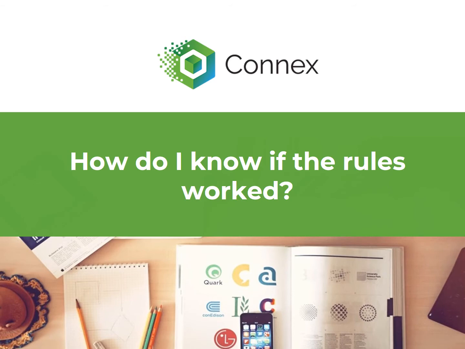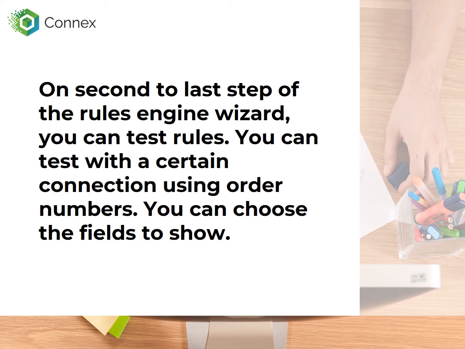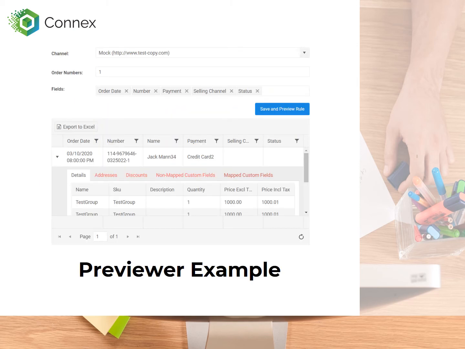So after writing all these rules, how do you know if they worked? On the second to last step of our wizard, we have an order previewer, and you can choose the fields to show. You can select the connection, like your Shopify or Amazon, and enter some order numbers to test. Here's a quick screenshot using a testing account that I have. And you can see in fields I can choose what fields I want to show in this particular scenario.